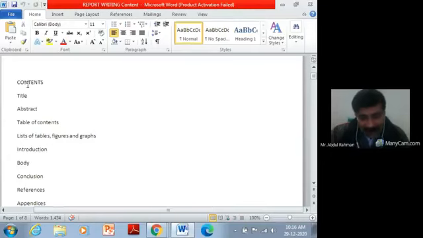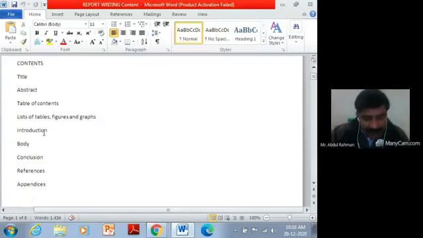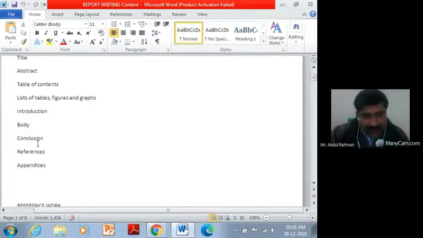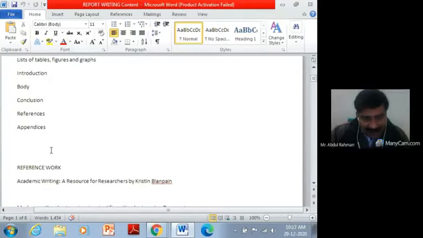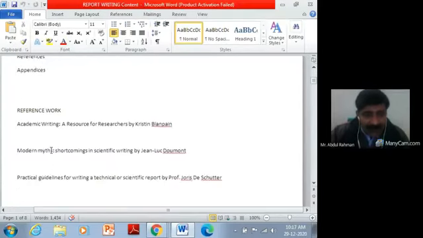The content means your report should have a title, abstract, the summary, table of contents, right? List of tables, figures, and graphs if you have used them in your report. Then introduction, from here starts the main body of your report, then the body, conclusion, then references, appendices, right?